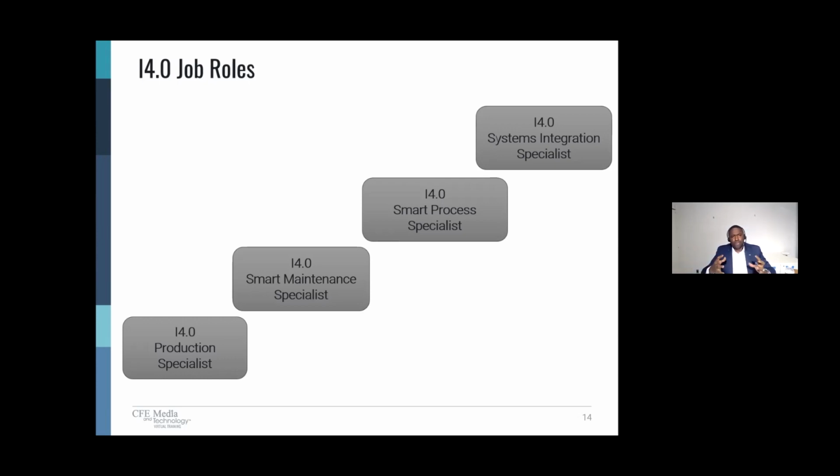Or how can I make this process user-friendly to allow more machinery to be run by maybe one operator? So he understands the process. So that's the role that sits right in between, and he's always thinking about how can I quickly get more parts out of the building.